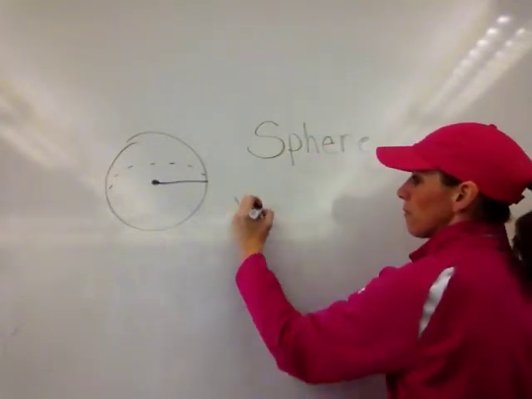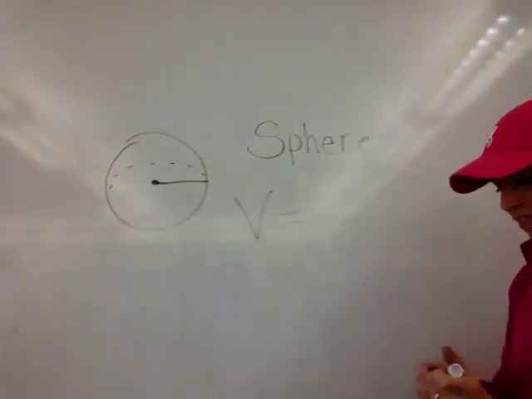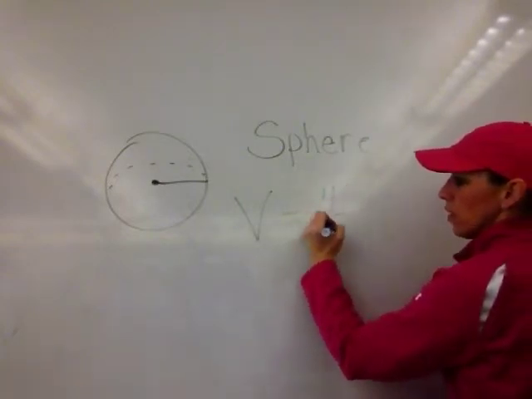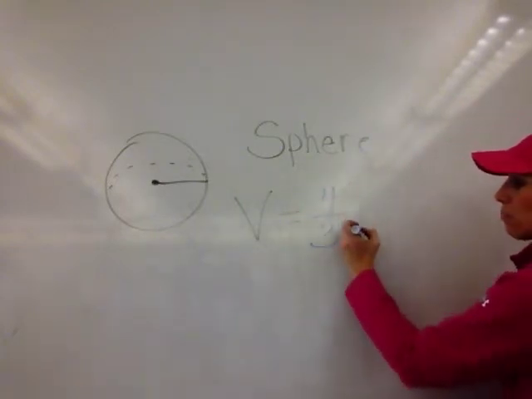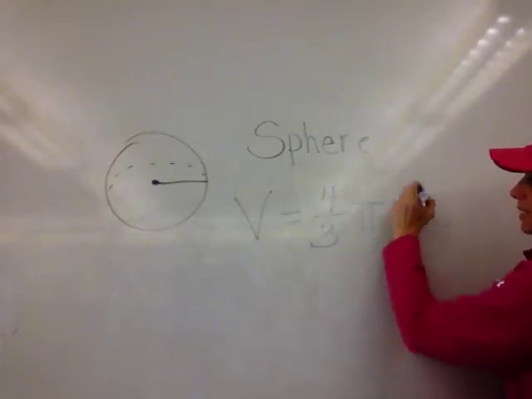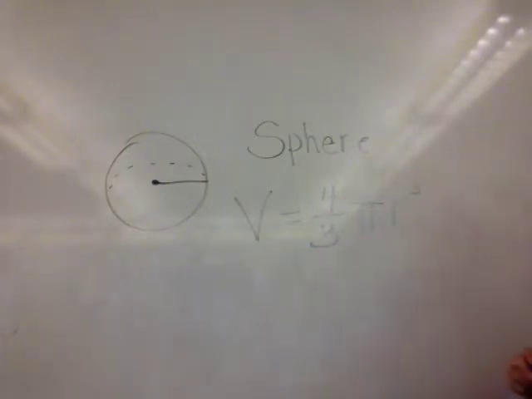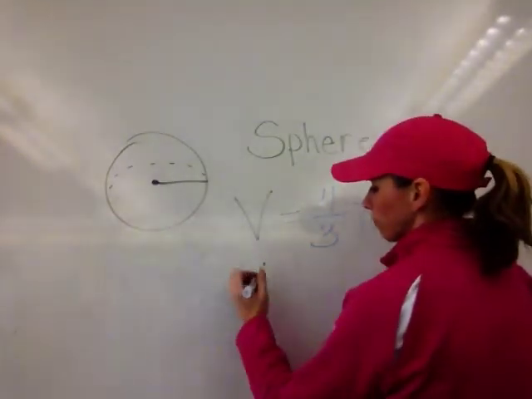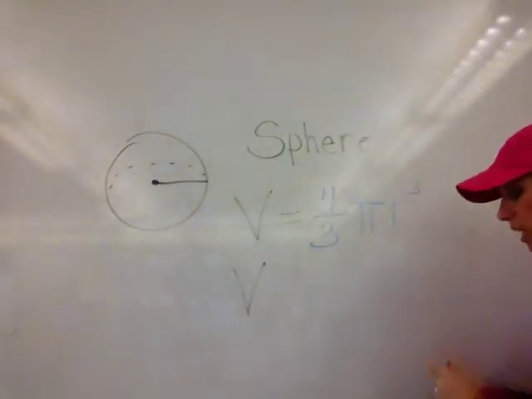For this one, it's kind of a weird formula. It's 4/3. Sorry, my markers are not working very well. Pi radius cubed this time. Okay, so we have a different formula there. So make sure you get that written down. These markers are not working.